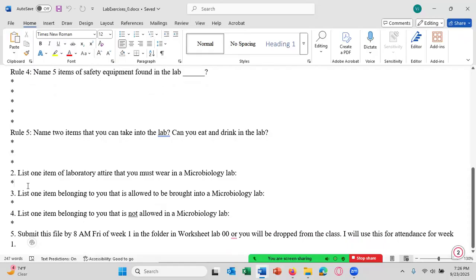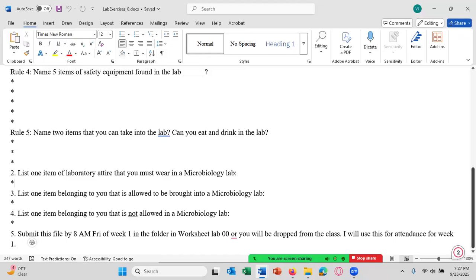And then question 2, list one item of laboratory attire that you must wear in a microbiology lab. And then 3, list one item belonging to you that is allowed to be brought into a microbiology lab. And then 4, list one item belonging to you that is not allowed in a microbiology lab. And then 5, just remind you to make sure you turn in this lab as well as lab 1 by 8 a.m. Friday of week 1. Any questions about the lab?